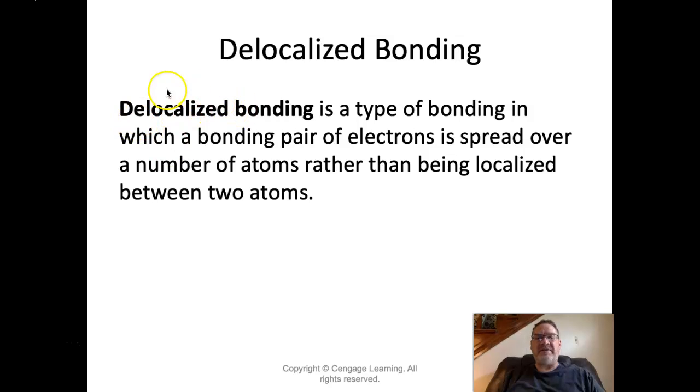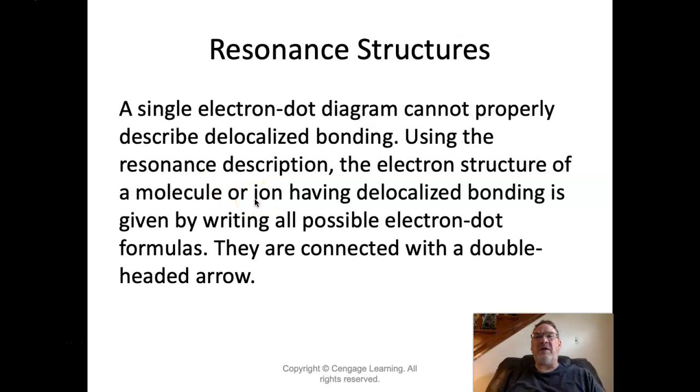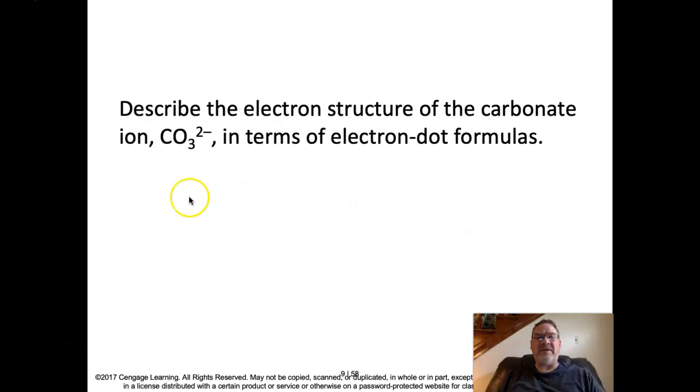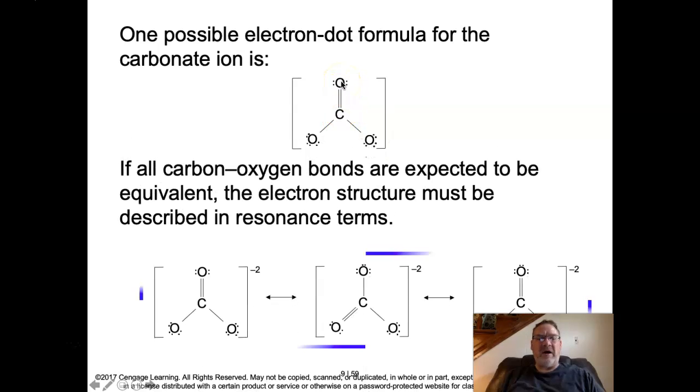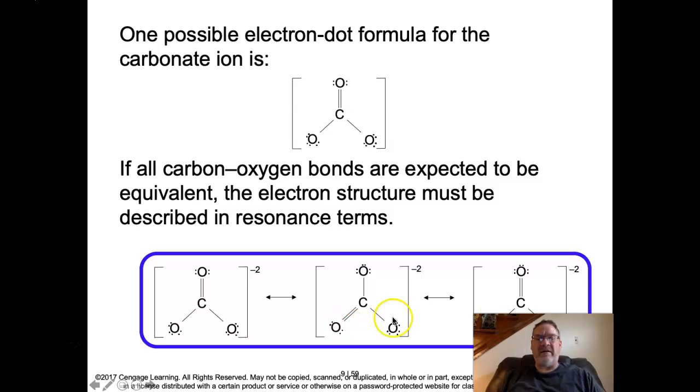Delocalized bonding is very interesting. Look at the definition. It's spread out over a number of atoms, not localized. We can draw resonance structures. And one of the best resonance structures that we have is the carbonate ion. Because note one thing that you can see with the carbonate. Here's the double bond between the carbon and this oxygen. But I can also draw it where the double bond's here, or the double bond would actually be on this other oxygen here.